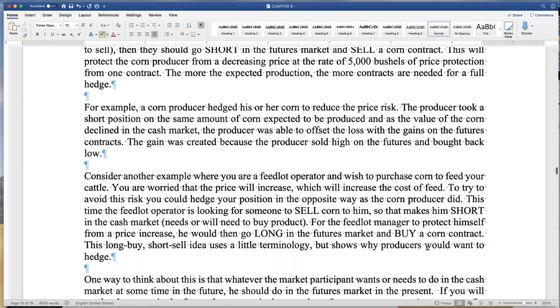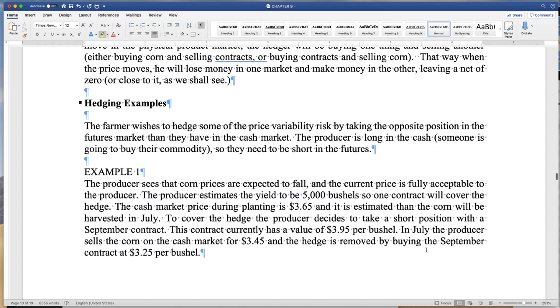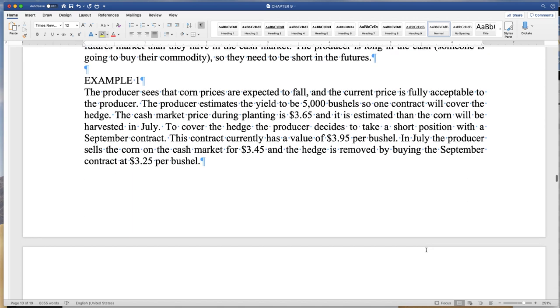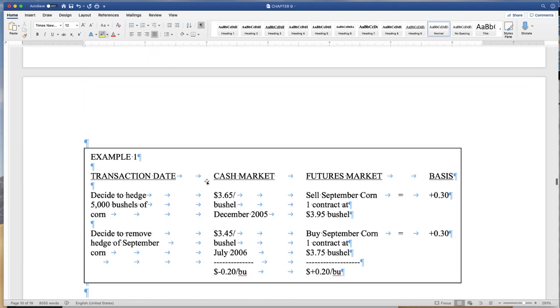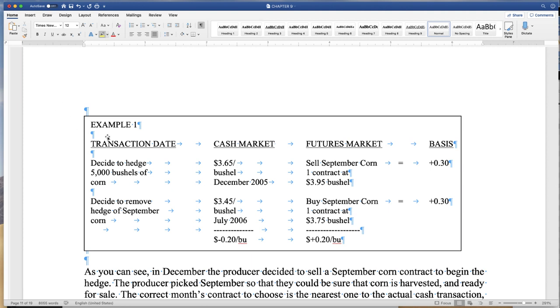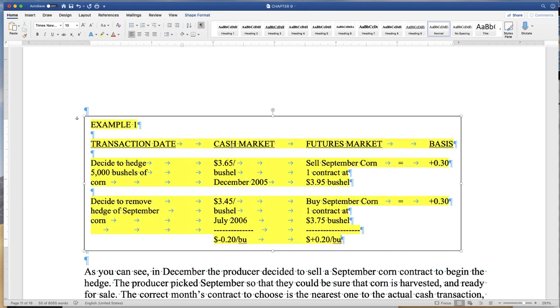But finally, the best way to do this is to come up with an example. In my examples, I'm always going to give you a beginning situation that tells you who you are, and then an ending situation that tells you what happened. You're always going to set up a table like this. It's important for you to build this table. You've always got the dates, the beginning date and the ending date. Then you've got the cash market prices, then the futures market, and then the basis.